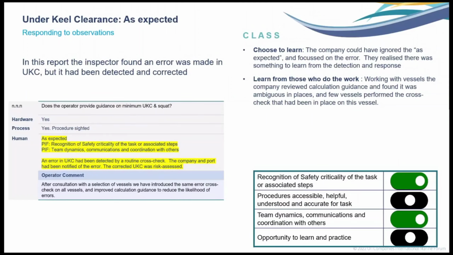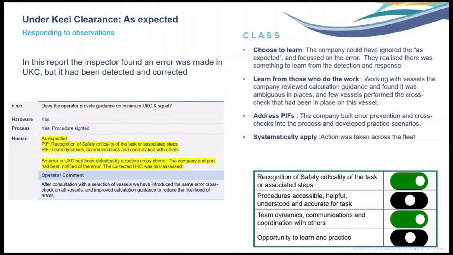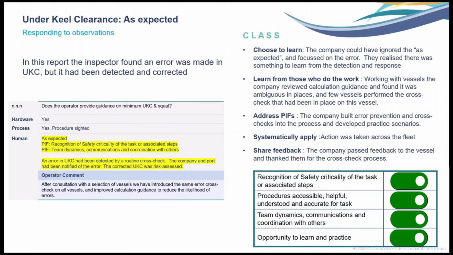They also found that few vessels performed the routine cross-checks that the inspected vessel had been using. The company decided to act to improve the PIFs, even though this task had exceeded expectation. The company built error checks into the process and developed some practice scenarios to help people rehearse the under-keel calculations under different circumstances. Finally, the company passed the feedback to the vessel that had been inspected, noting that they were going to be using the vessel's cross-check process in other parts of the business.